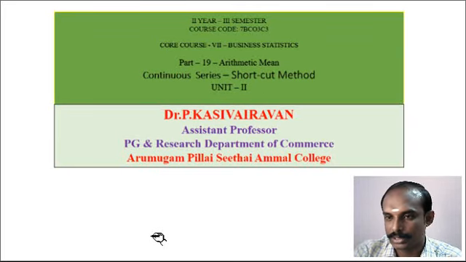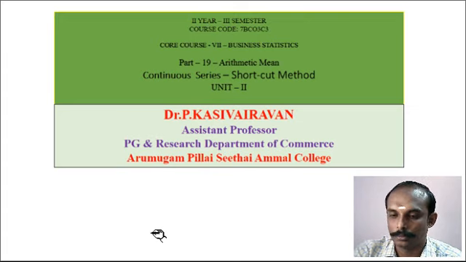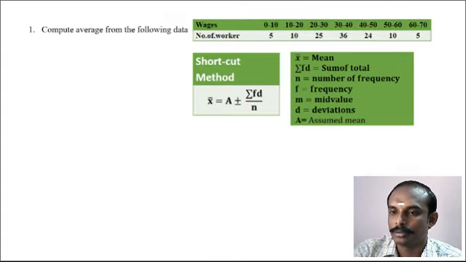Welcome to all. Today we discuss the topic of arithmetic mean, continuous series, shortcut method. For the example, compute the average from the following data: wages for x, number of workers for frequency f.